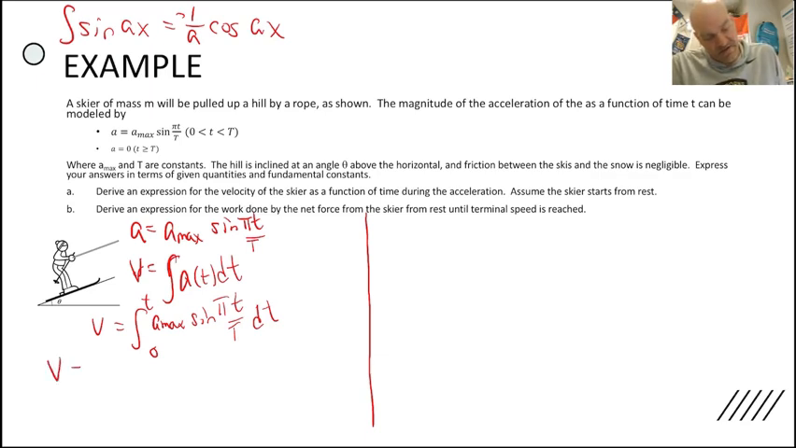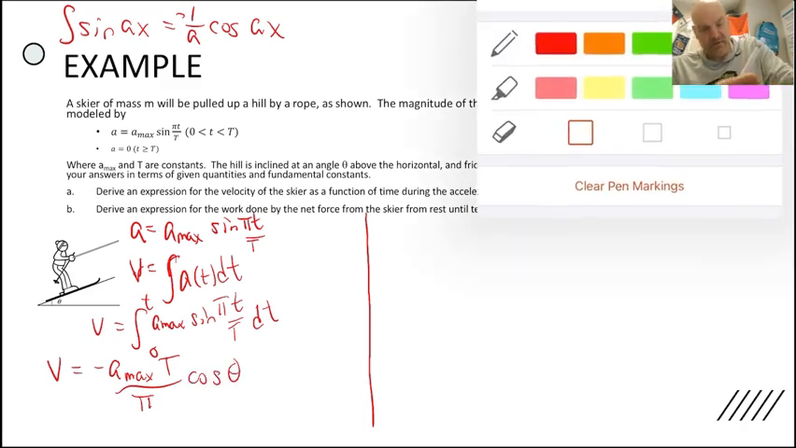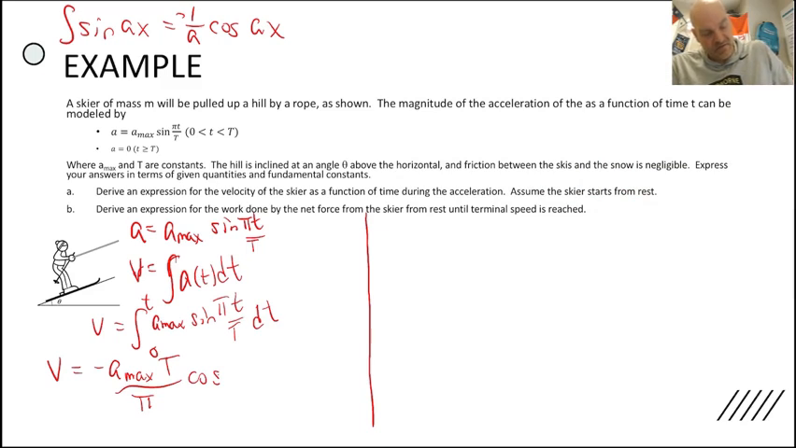So we know that our velocity as a function of time is going to be negative a max big T over pi cosine. I put theta, but it's actually going to be what's in our expression. So cosine pi t over T. Sorry, I switched colors. Okay. Now we have to evaluate that from 0 to t. Most of the time when you evaluate from 0 to a number, that 0 part will cancel out. But you have to remember cosine of 0 is not 0. Cosine of 0 is 1.